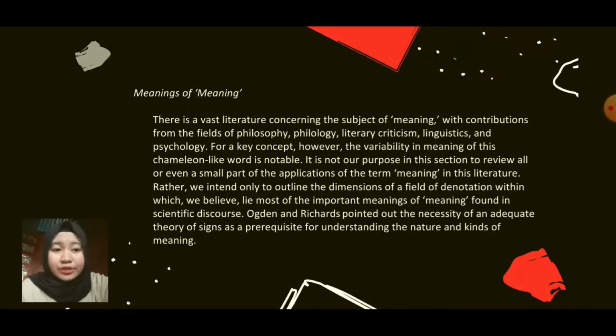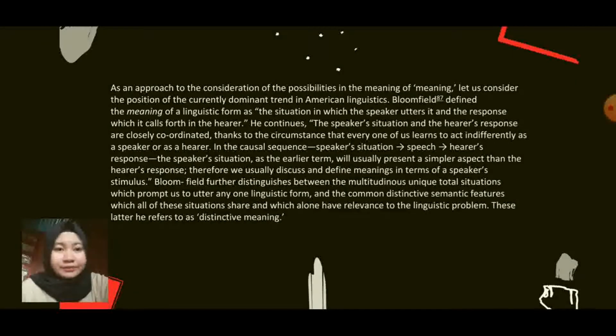Ogden and Richards point out the necessity of an adequate theory of signs as a prerequisite for understanding the nature and kinds of meaning. As an approach to consideration of the possibilities in meaning, let us consider the position of the currently dominant trend in American linguistics.